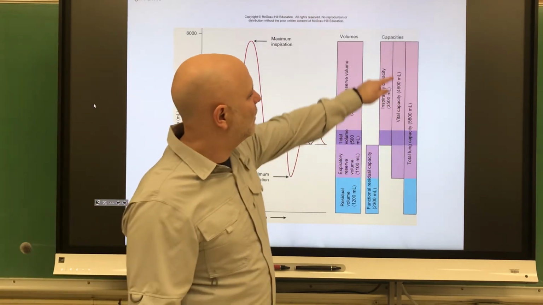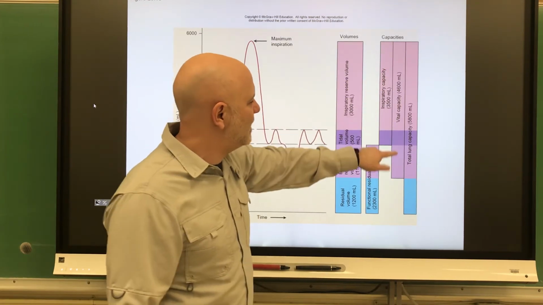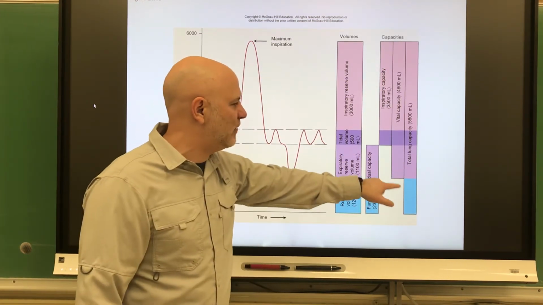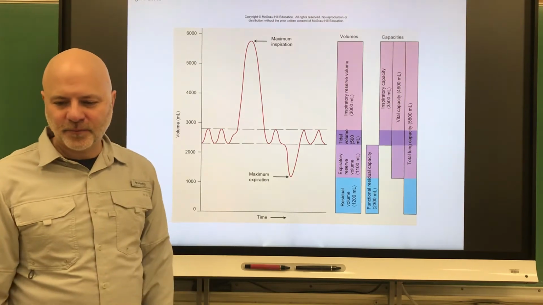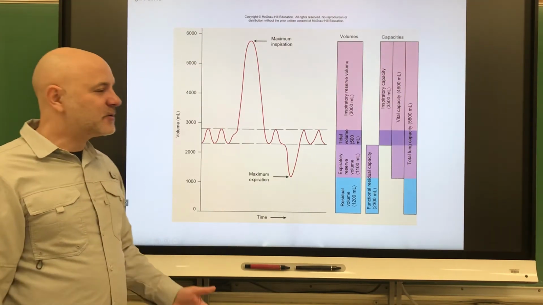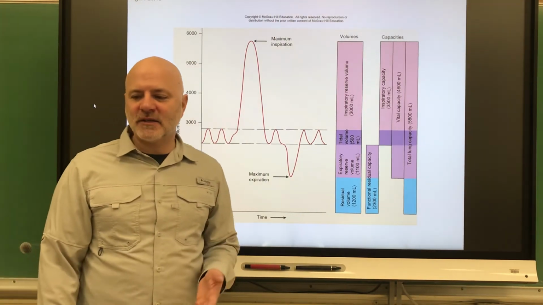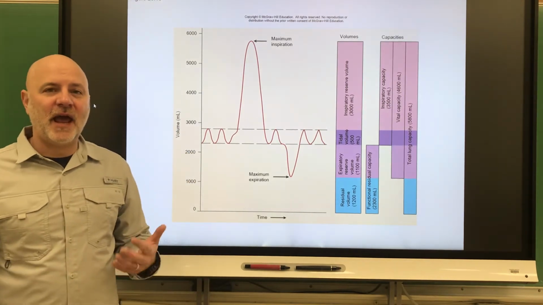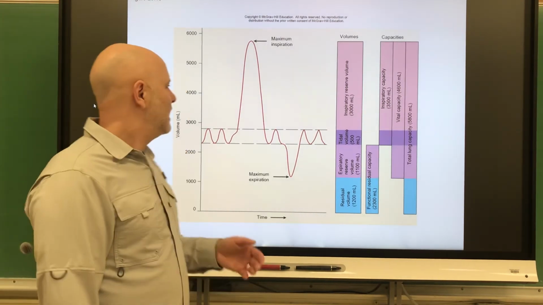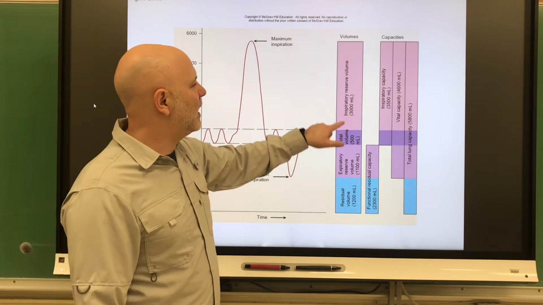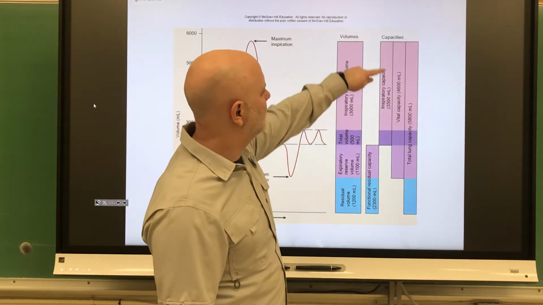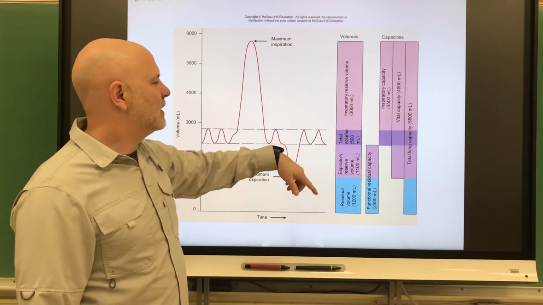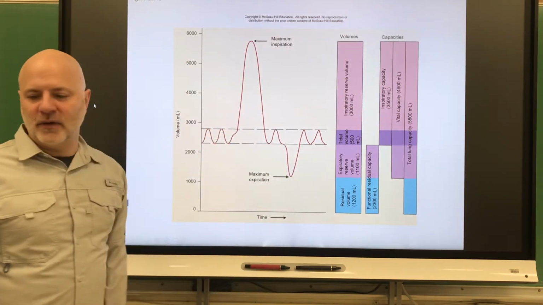You can see over here, vital capacity is made up of everything but the residual volume because you can't exhale that air. Next is our inspiratory capacity. This is the maximum amount of air that can be inspired after a normal expiration, and that's a combination of the tidal volume and the inspiratory reserve volume. So there's the inspiratory capacity, just combining those two volumes together.